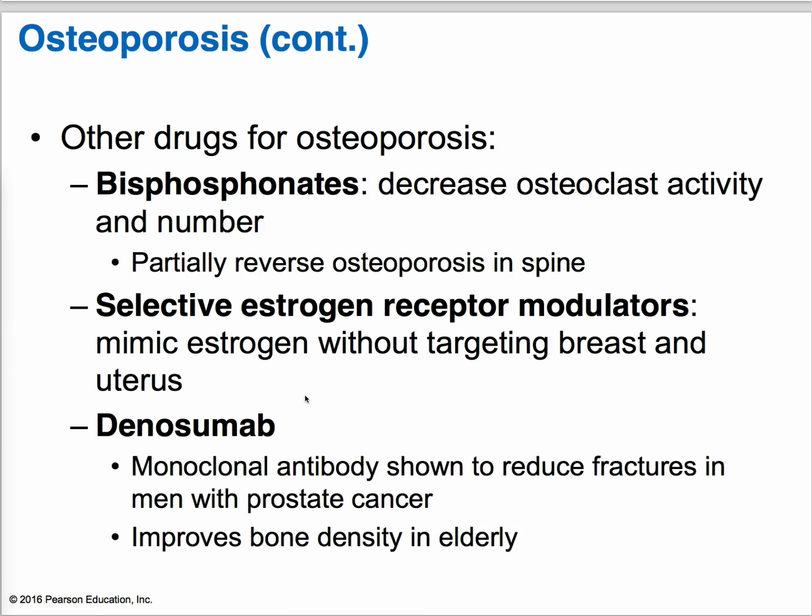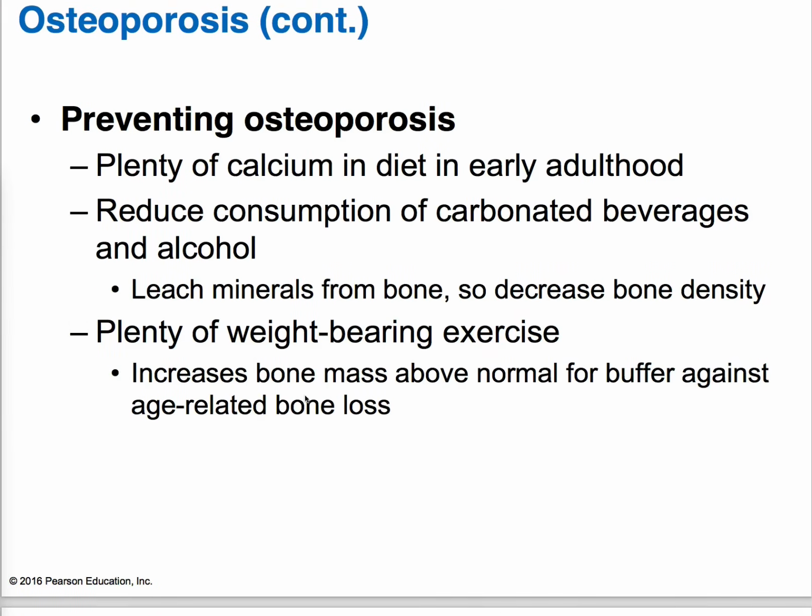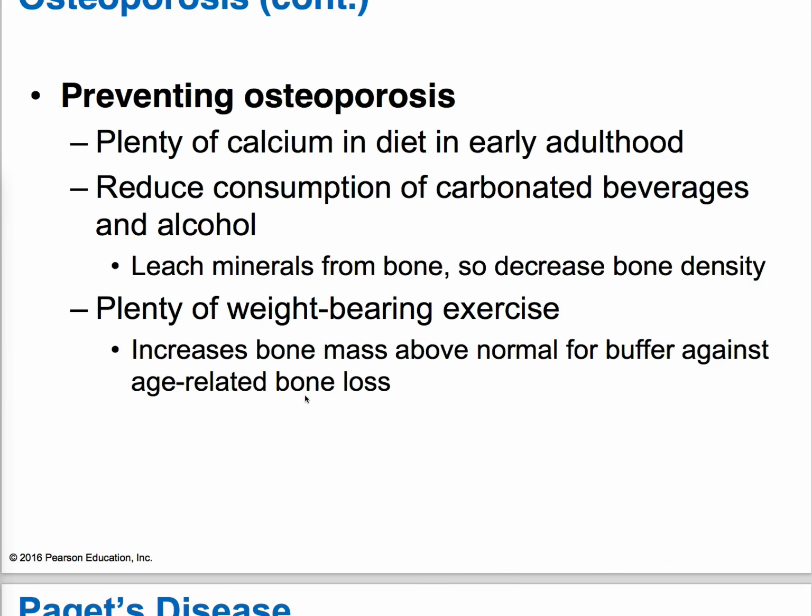Denosumab is a monoclonal antibody that's shown to reduce fractures in men that have prostate cancer. It also improves bone density in the elderly. So, preventing osteoporosis: make sure you have a good diet. Make sure your diet is high in calcium, especially in early adulthood. Remember, what you do and how you live your life during your young years is going to affect how you are in your later ages.